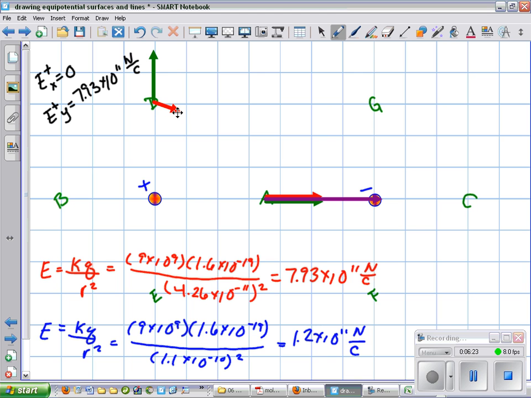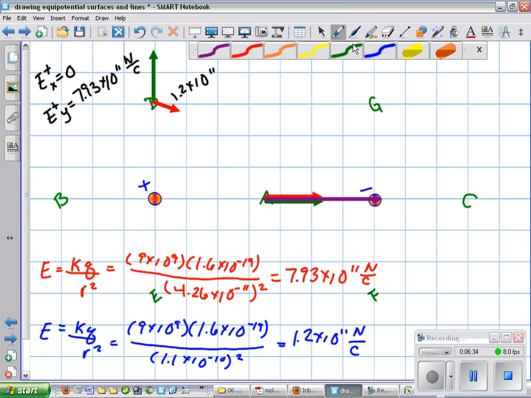And for this one, the hypotenuse will be 1.2 times 10 to the 11th. Now, how do we find the x and y component? The same way we always did when we had triangles. So, back to the old triangles, we will have a y component, which is here, and an x component, which is here, to make this a right triangle, so we can find the size of the components.